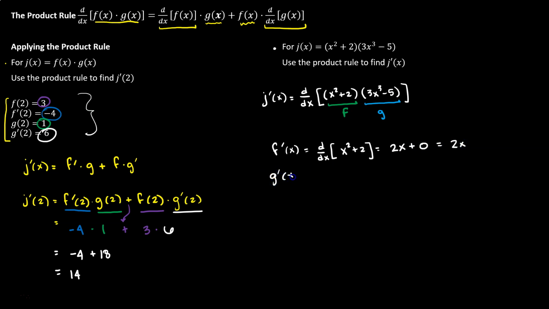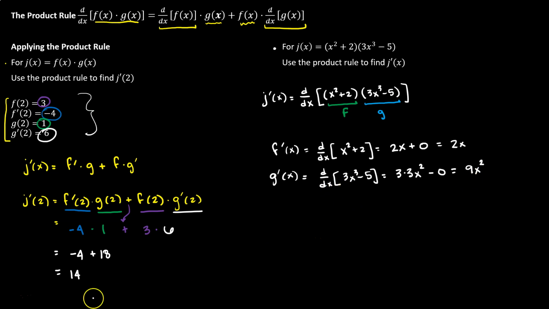We also need g prime as part of our product rule. G prime is just the derivative of 3x cubed minus 5. 3x cubed turns into 3 times 3x squared. And then the derivative of minus 5 is 0 because 5 is a constant. So g prime is simply 9x squared. Notice that we're using our shortcut rules here to calculate derivatives rather than using those limit definitions. And wow, that goes fast.